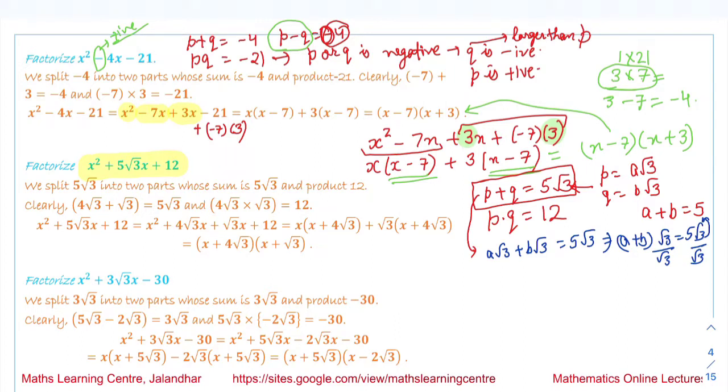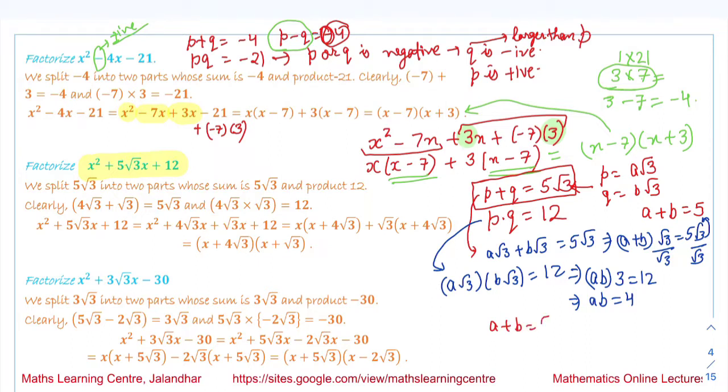Now the second thing we have is p into q, that is a root 3 into b root 3, that should be equal to 12. This is the second condition. So what we get is ab into 3 is equal to 12. So this implies ab is equal to 4. So we have two equations over here: one is a plus b is equal to 5 and second is a into b is equal to 4.